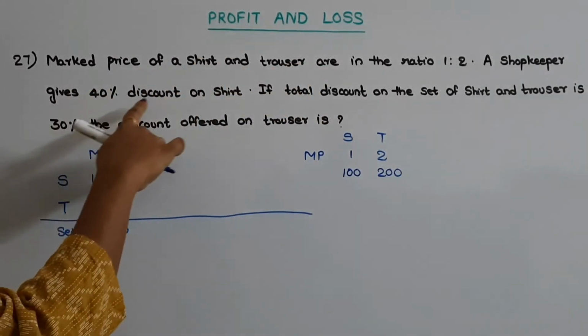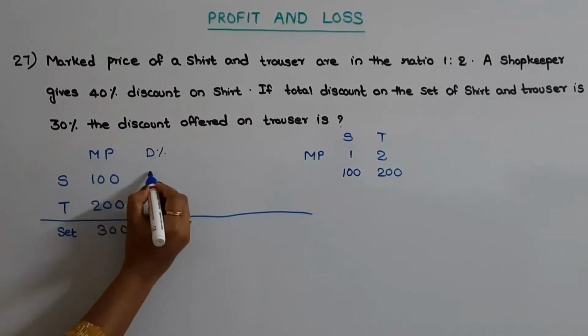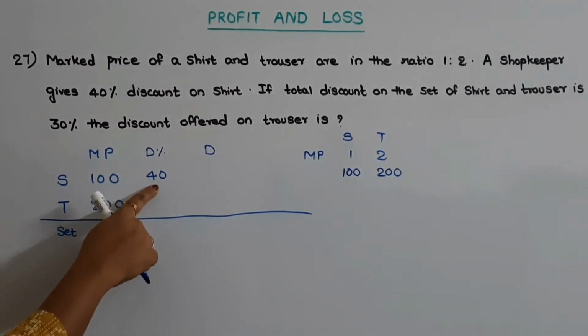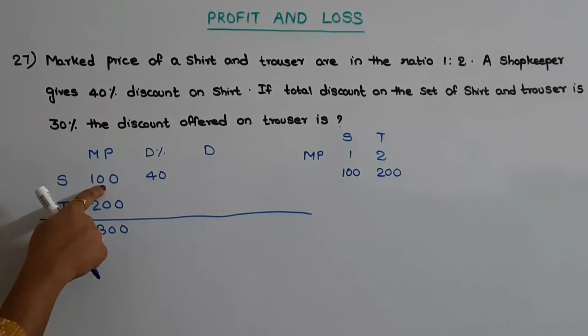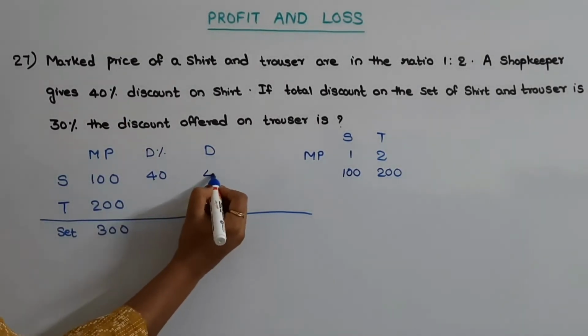The shopkeeper gives 40% discount on shirt. So the discount percentage of the shirt is given as 40. Then what will be the discount? Discount will be equal to 40% of mark price, that is 40% of 100, that will be equal to 40 by 100 into 100, that is 40.